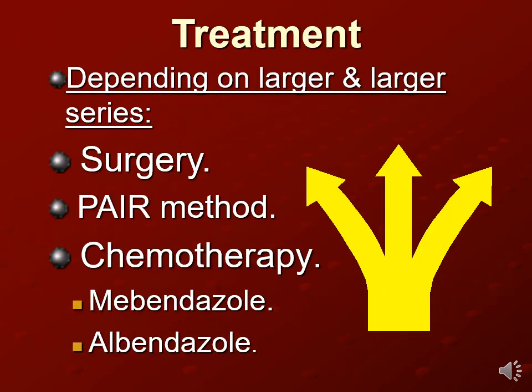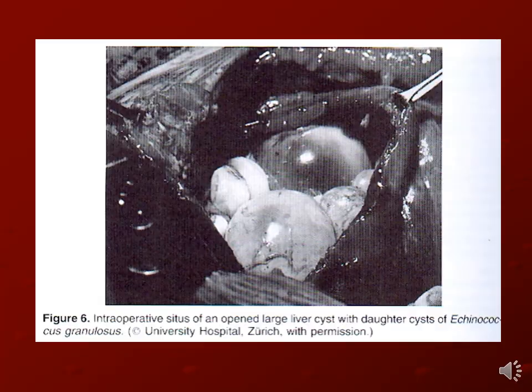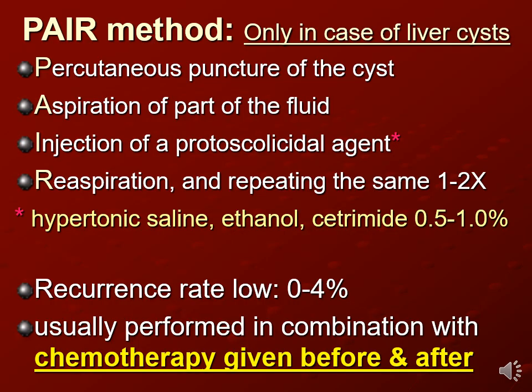Treatment. All right. Depending on larger and larger series, it is surgery, the PER method, or chemotherapy with mebendazole or albendazole. This is hydatid cysts in the liver at surgery with traction of the liver. Okay, the PER method, what does it refer to?